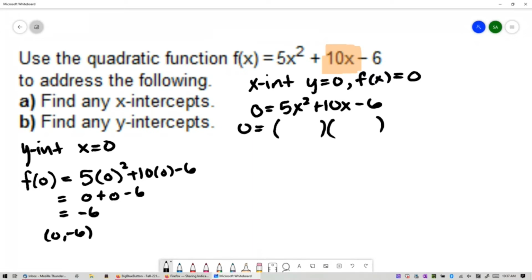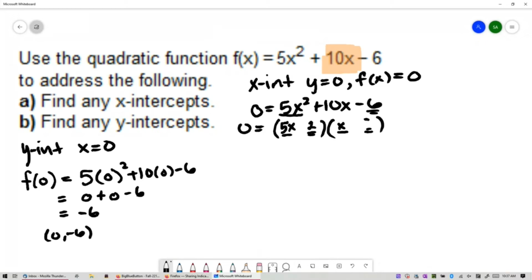And if I were to factor, the first terms in the binomials would need to be a 5x and an x, so that it would multiply to be 5x squared. For the second terms in each binomial, they would need to multiply to be 6, and we have a couple choices there. It could be 2 times 3 or 6 times 1, so I'll try both of them.